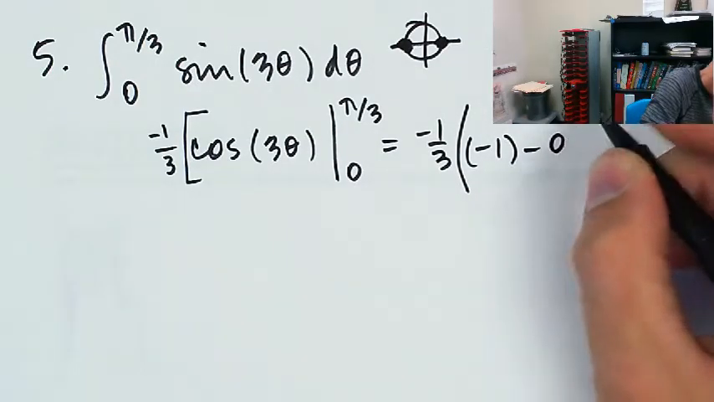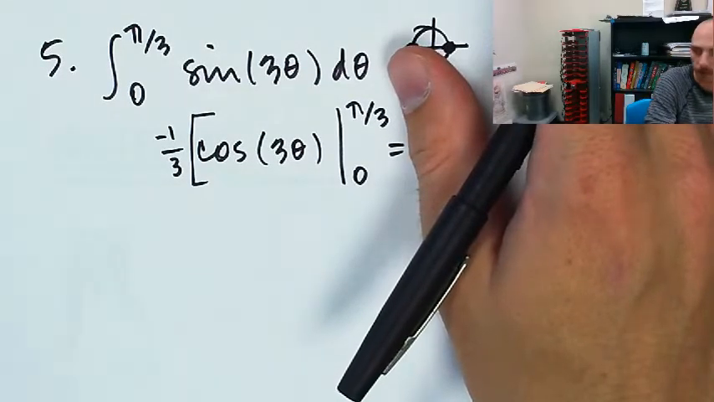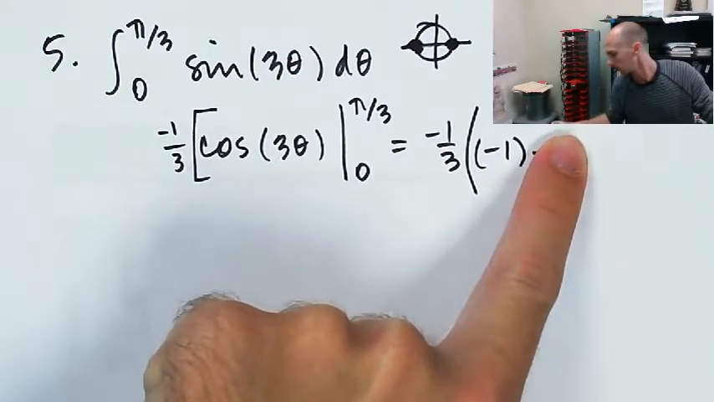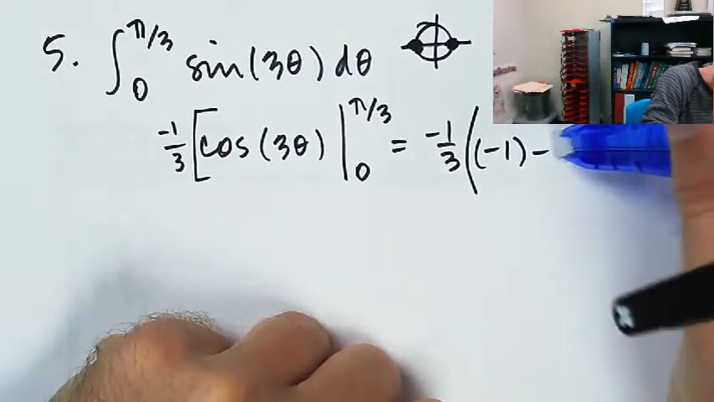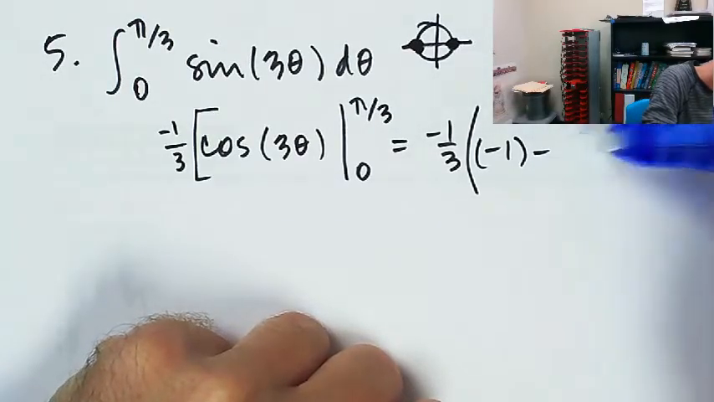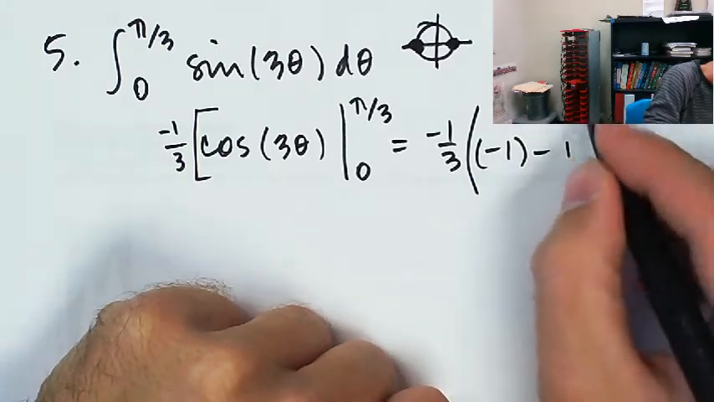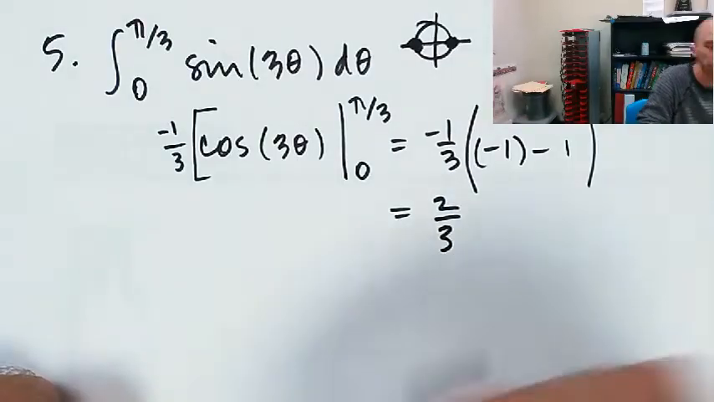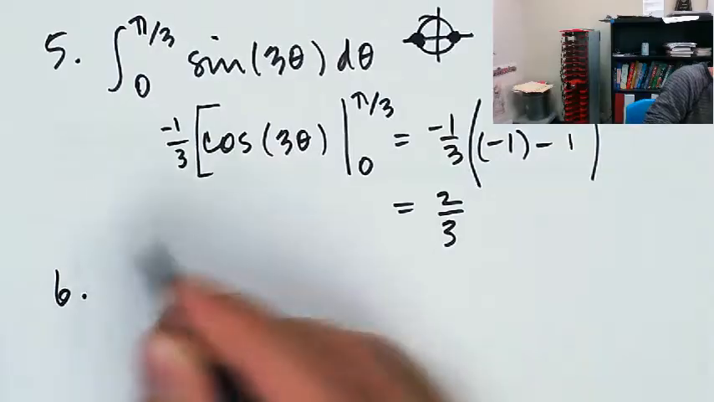Cosine of 0, why did I do that? All right, can't find my eraser. Okay. There we go. Okay, so that's negative 2 times negative 1/3 is 2/3. Okay, that's how we did that one.